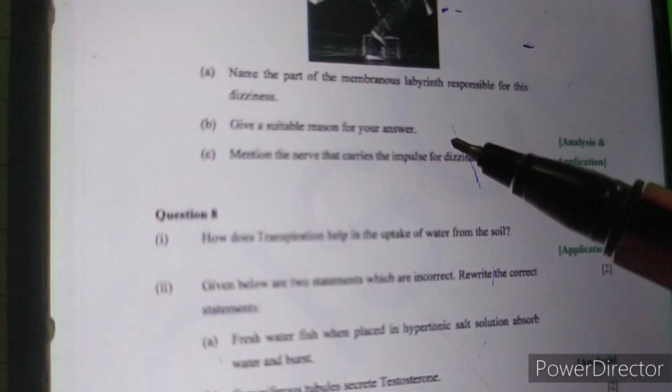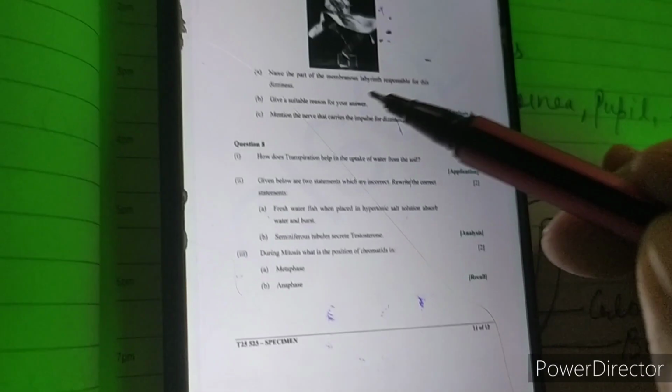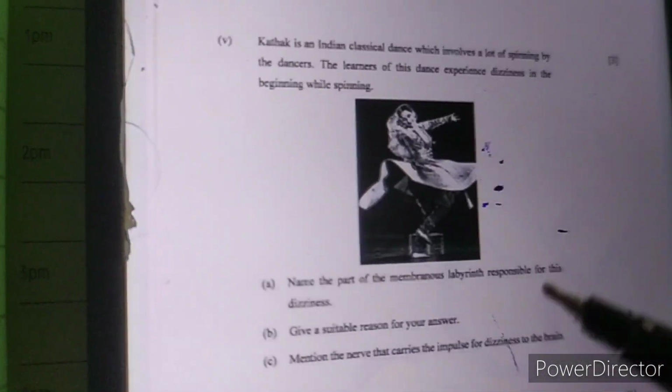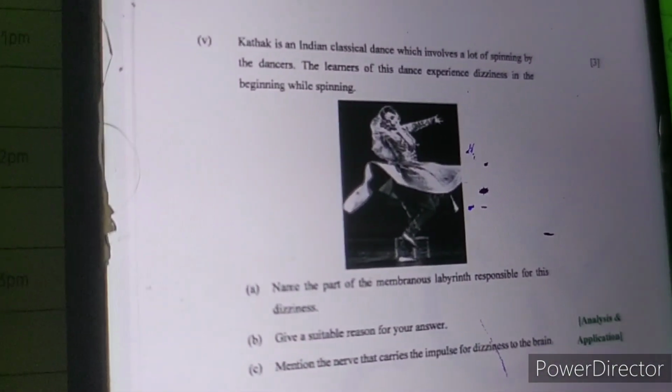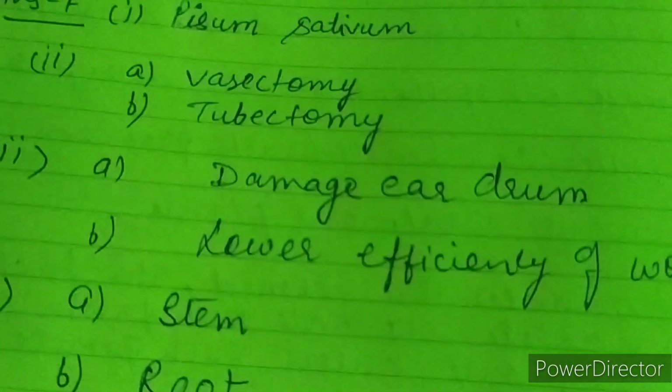Next question is, give a suitable explanation for your answer. In these semicircular canals, the fluid keeps on moving for a short time even after you stop spinning, and that continues to spin, and because of this you feel that your head is spinning. Next is, mention the nerve that carries the impulse of dizziness to the brain. That is the auditory nerve, because it connects the ear to the brain. So these are the answers that I have already written for this question.